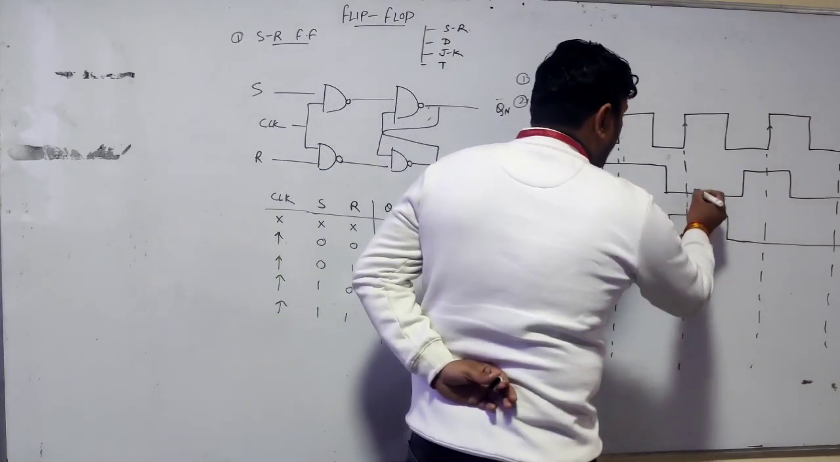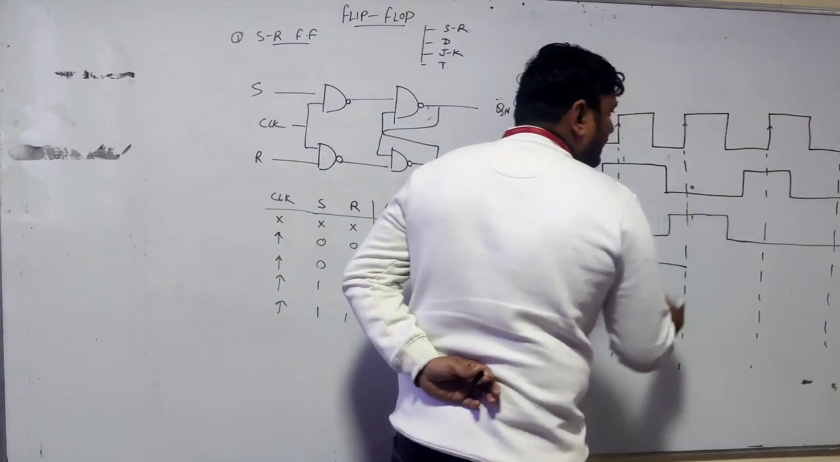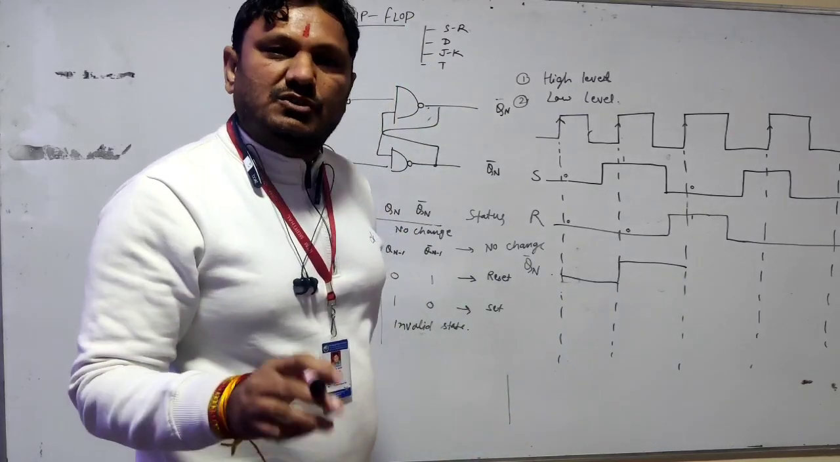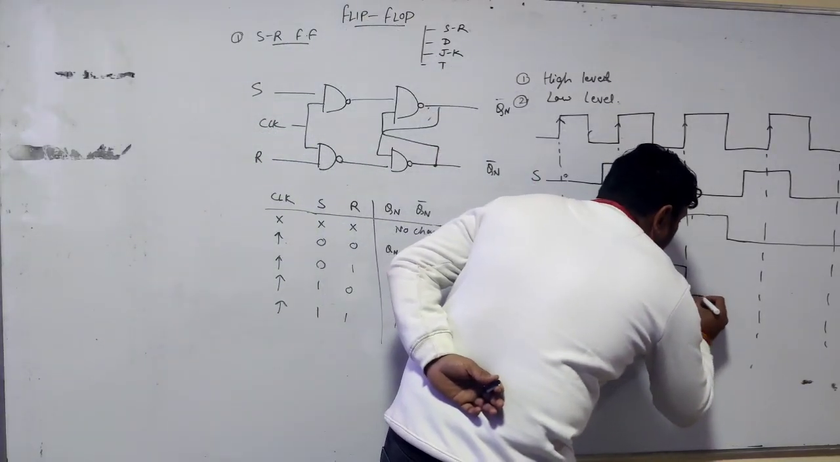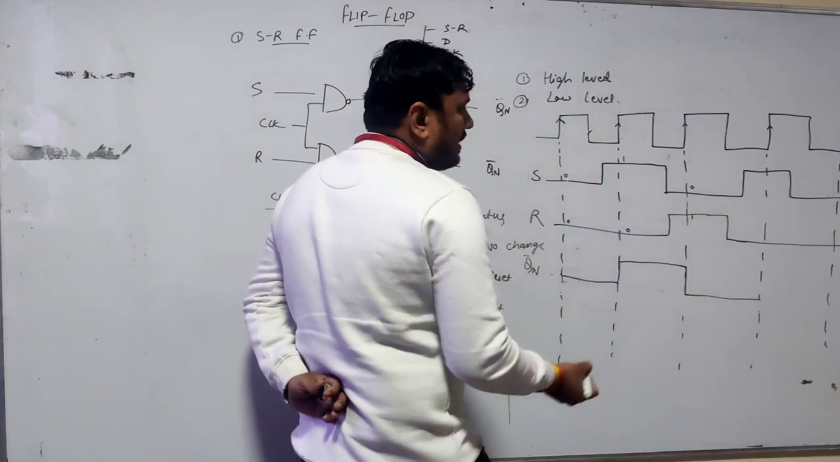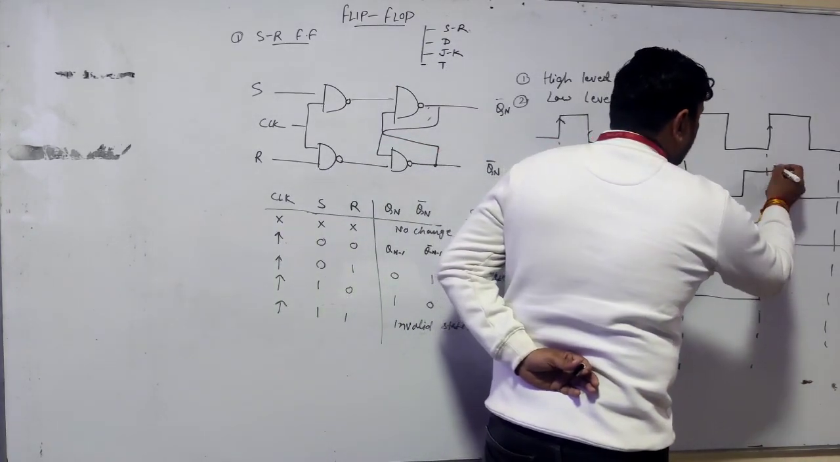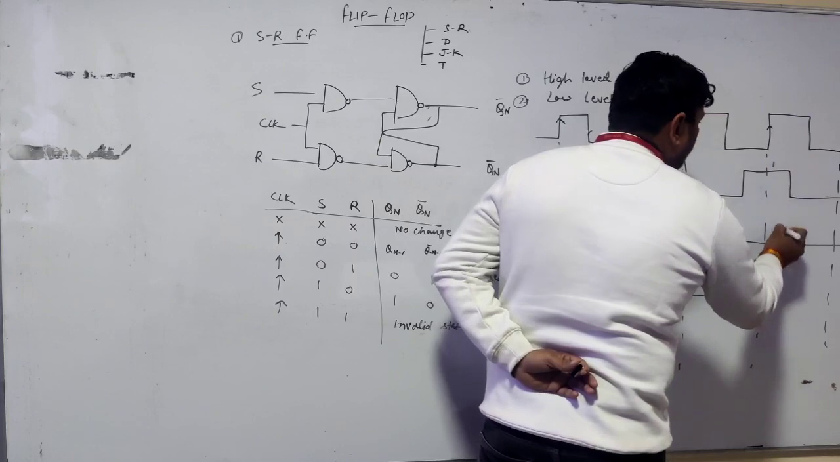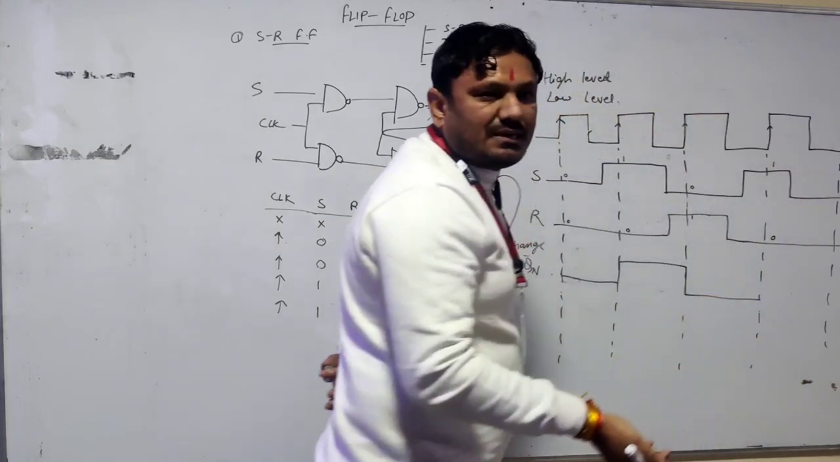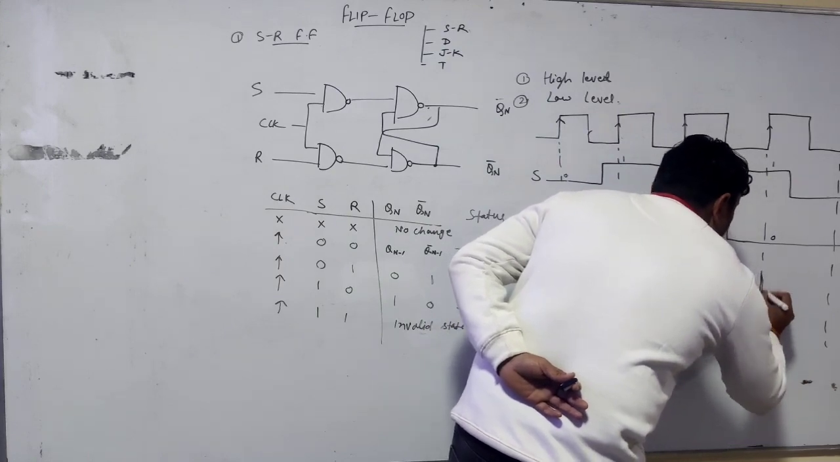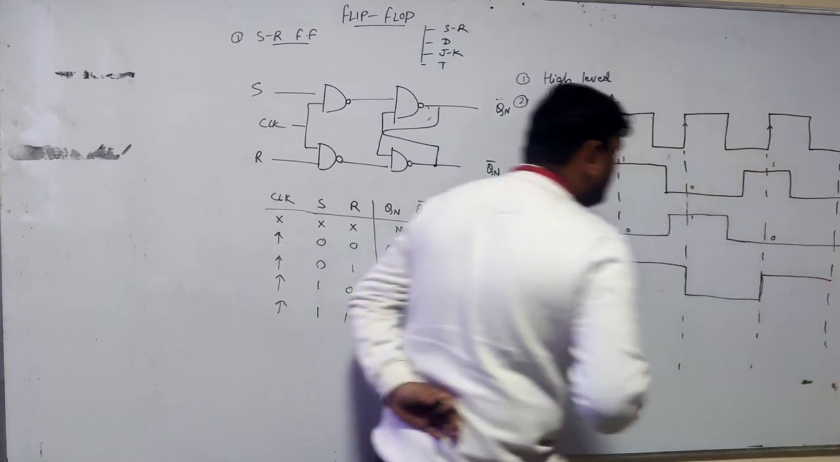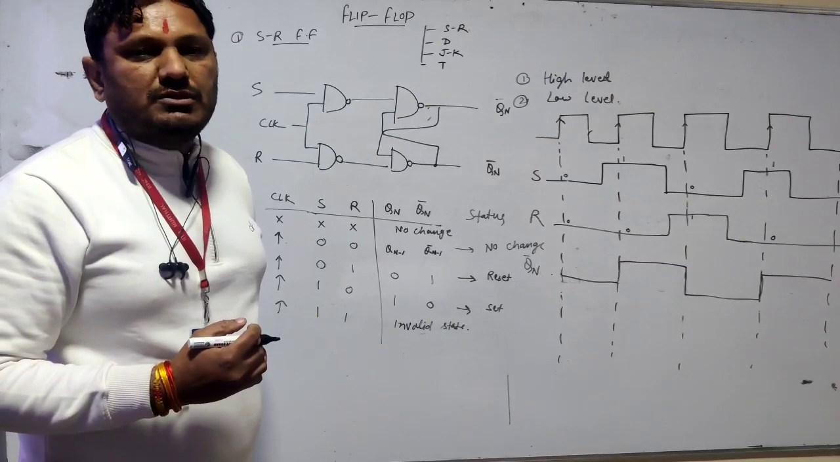Now here we have 0 1, then the output is again 0 and 1. So the Qn value is 0 for the next pulse, and here we have 1 0. 1 0 means the set condition, your output is again 1, right? This is about the waveform.